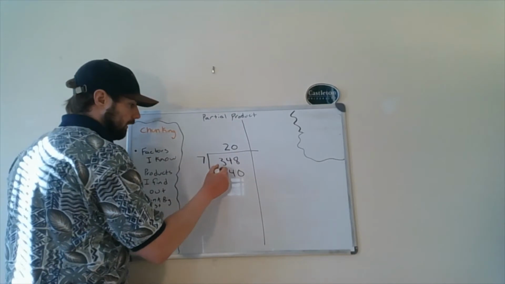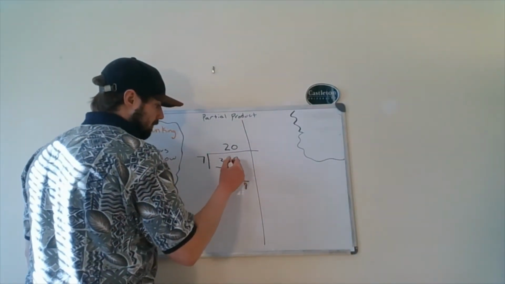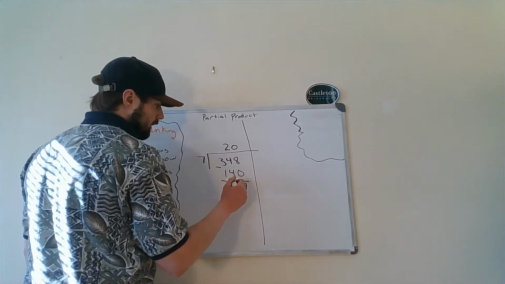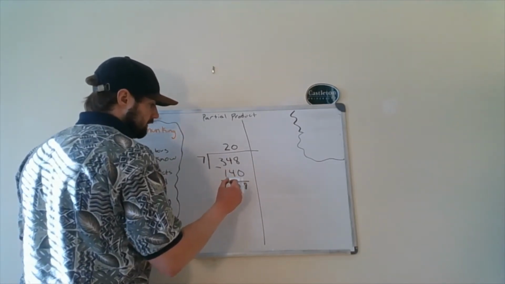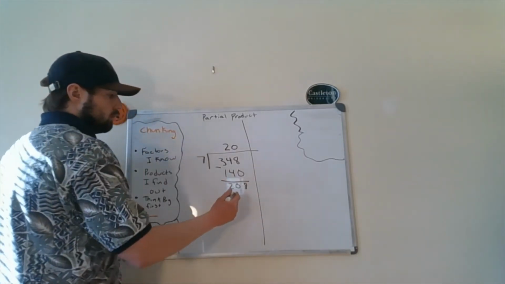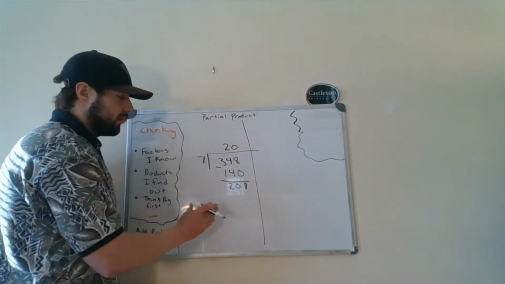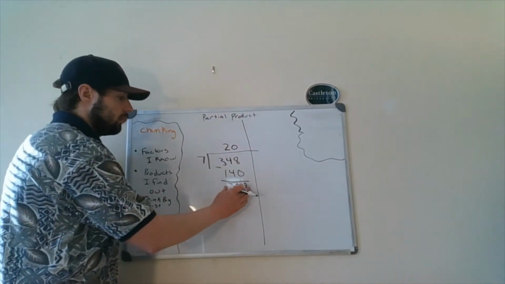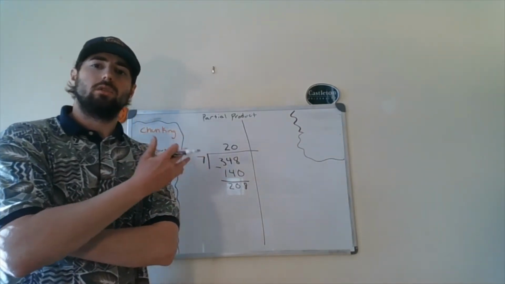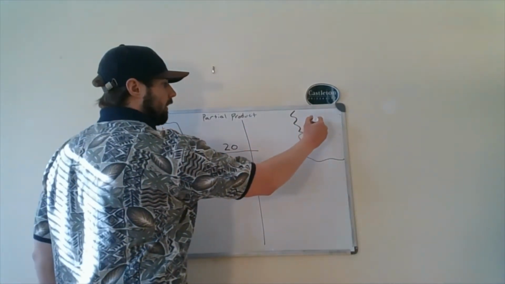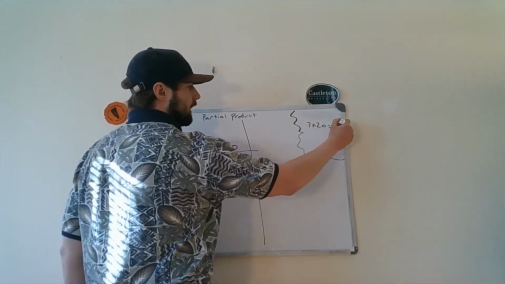I subtract out. 0 minus 8 is 8. 4 minus 4 is nothing, a 0. 1 minus 3 is 2. 208 is our new whole. We just chunked out 140. 208 is our new whole. So use what you know. Use what you know. I just figured out that 7 times 20 is 140.